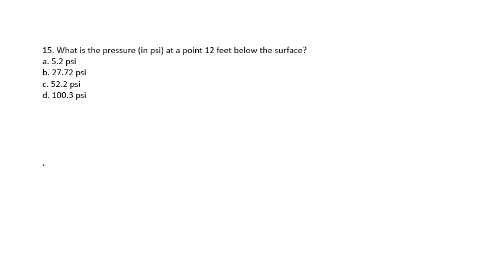Question number 15. What is the pressure in PSI at a point 12 feet below the surface? 5.2 PSI, 27.72 PSI, 52.2 PSI, or 100.3 PSI. First, we're going to find our known or unknown. So what you know is you got 12 feet, and your unknown is the PSI.